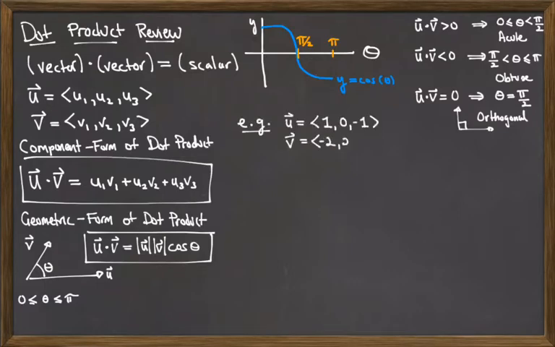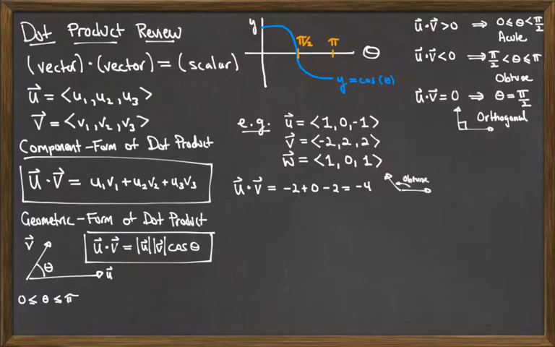Let's do a quick calculation. I'm going to take u to be the vector 1, 0, -1. I'll take v to be the vector -2, 2, 2, and w to be the vector 1, 0, 1. Let's focus on the first two vectors and take their dot product, u dot v. I multiply corresponding components together, so I take -2 times 1, plus 0 times 2, plus 2 times -1, sum the results together, and I get -4. The fact that that is negative immediately tells me that those two vectors form an obtuse angle, something bigger than 90 degrees.